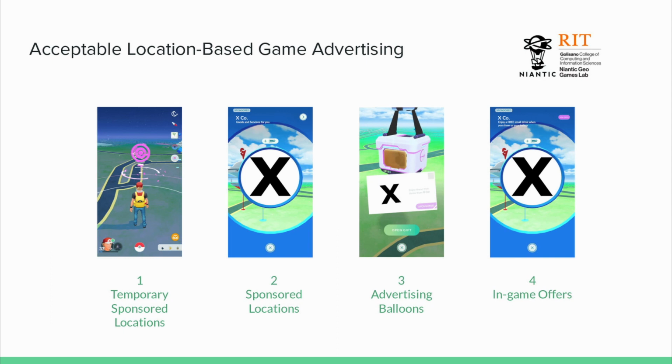The first two options, temporary sponsored locations and sponsored locations, provide players with new opportunities to play, right? New locations to play in the game. It's agentful design, right? It's providing them with the option of choice. Then the third is advertising balloons. Once again, choice, something that exists within the confines of the game. They feel comfortable with it. And then there's also in-game offers, which are really not terribly different visually from a sponsored location, right? It's just a variation on top of the sponsored location.